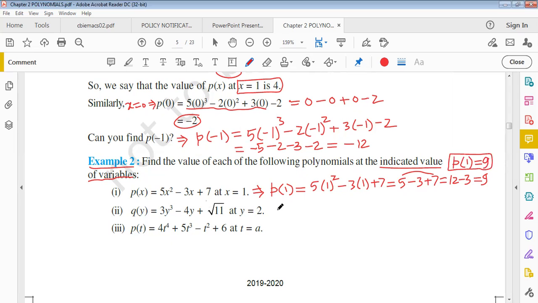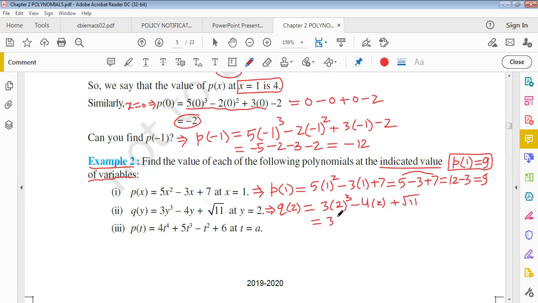y equals 2 put here. So we are putting y equals 2; q of y is given to you. So this is the polynomial q, and y is to be replaced by 2. Then it is 3 into 2 cubed, minus 4 into 2 and plus under root 11.